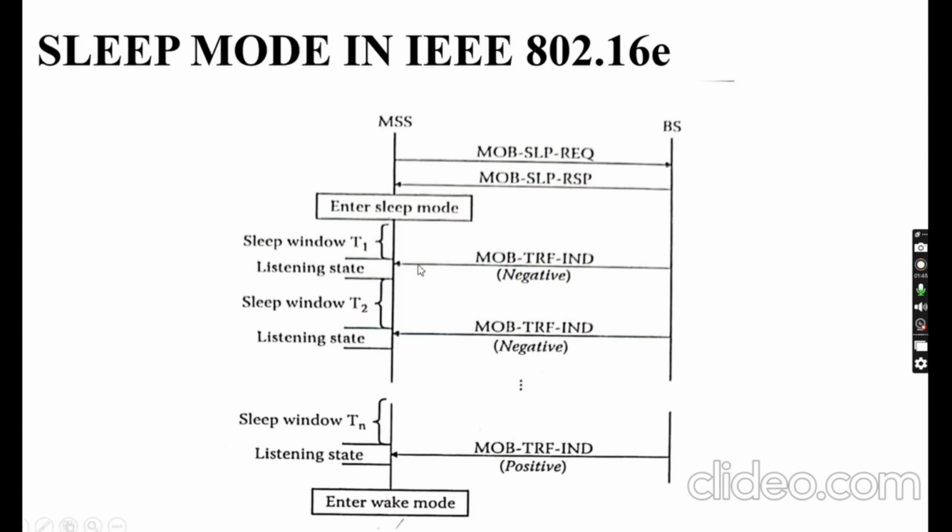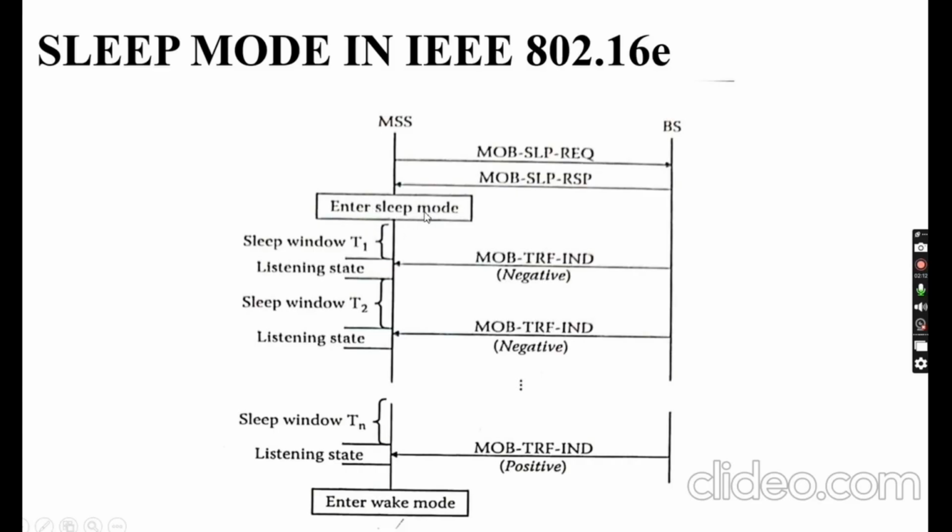So the initial window and maximum window will be given, and then the listening time, the listening state L, is also defined. So totally three time slots are defined by the base station for the mobile station: initial sleep window, maximum sleep window, and listening window. After getting all these time slots, the mobile station will begin its sleep mode.